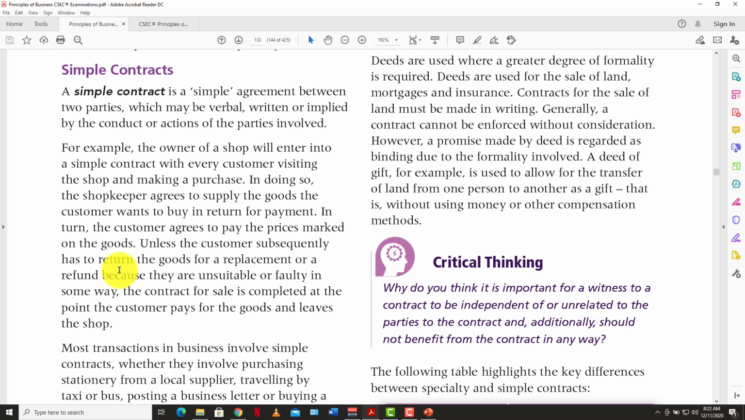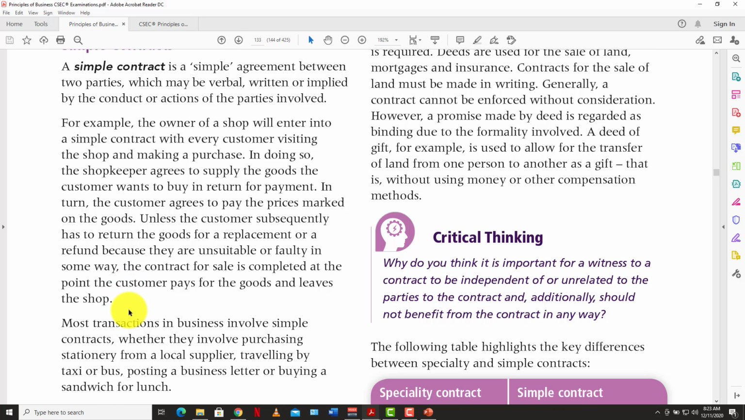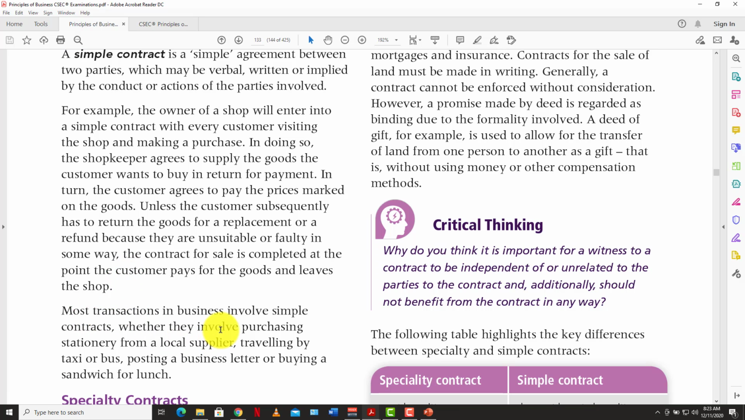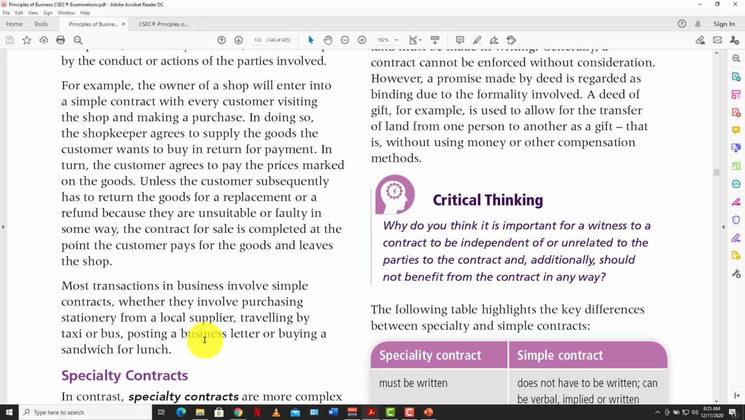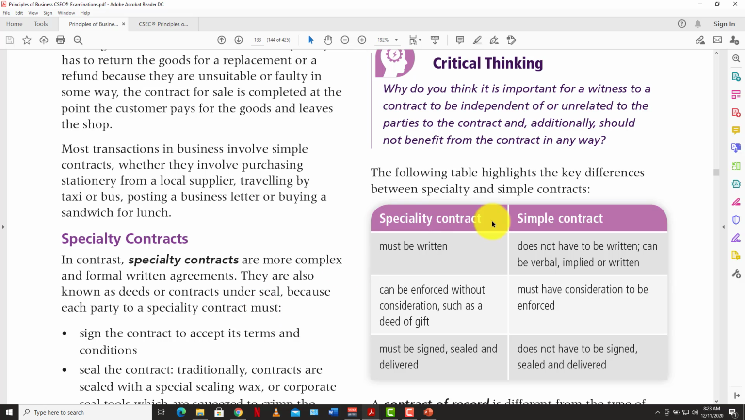Unless the customer subsequently has to return the goods for replacement or a refund because they are unsuitable or faulty in some way, the contract for sale is complete at the point the customer pays for the goods and leaves the shop. Most transactions in business involve simple contracts, whether they involve purchasing stationery from a local supplier, traveling by taxi or bus, posting a business letter, or buying a sandwich. So those are characteristics of the simple contract.